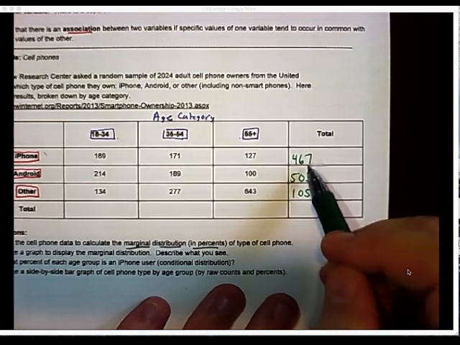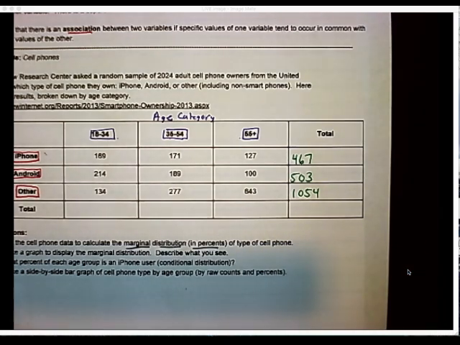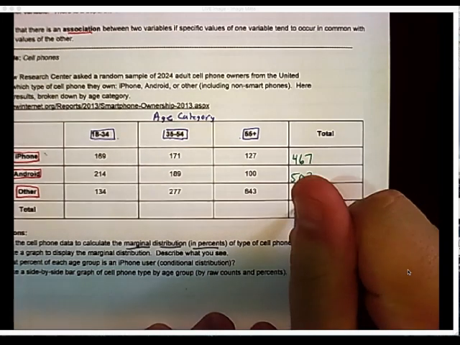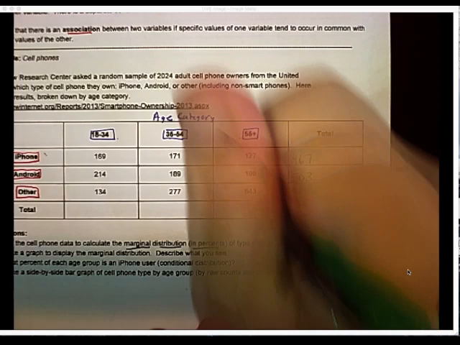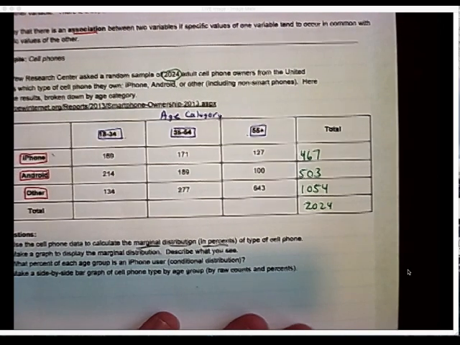And then if we add up all three of these, it should equal the number of people in our sample. So if I take 467 plus 503 plus 1054, I get 2024, which matches up with what they told me. So I feel pretty good about that.